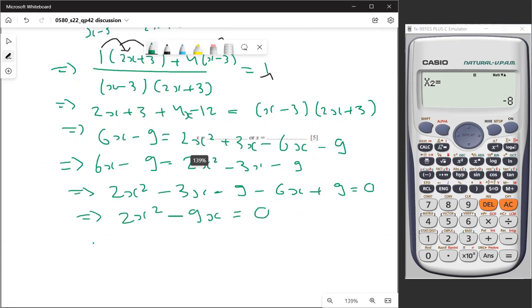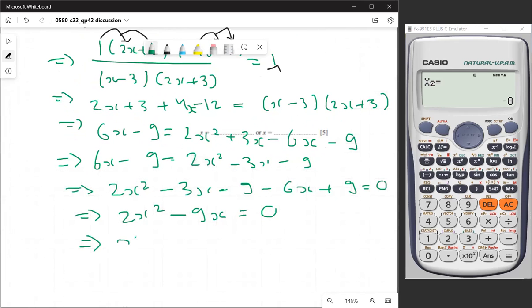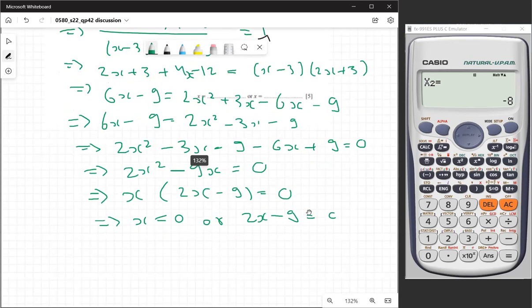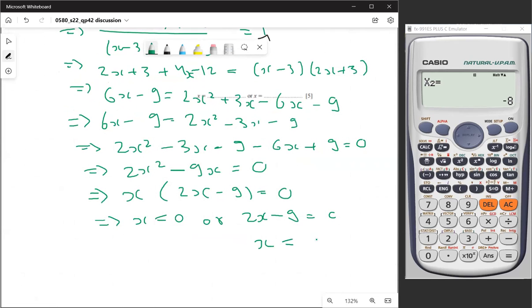Now you can solve this. You don't use the calculator here. Simply factorize it. Take x common. You'll be left with x times 2x minus 9 is equal to 0. Therefore, x is equal to 0, or 2x minus 9 is equal to 0. Therefore, x is equal to 9 over 2. Those are the two options. 4.5, yeah.